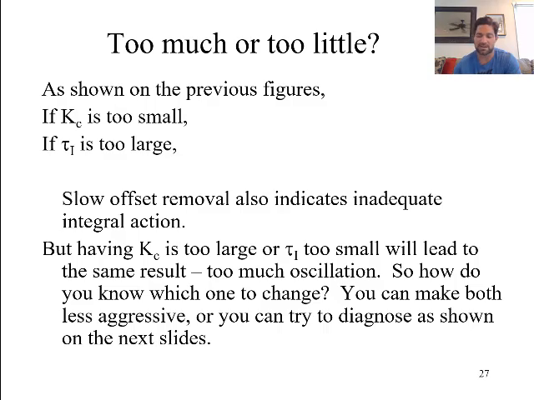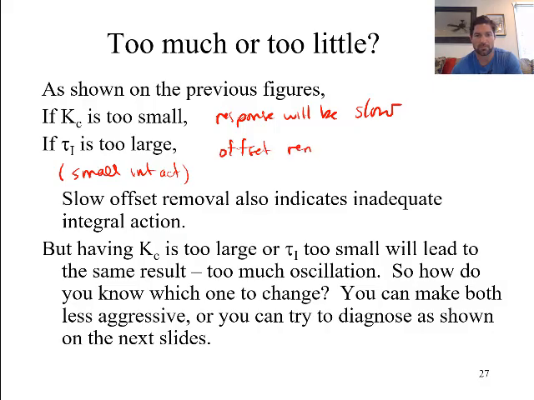Okay, so if Kc is too small relative to the ideal amount of Kc, the response will be slow. And again, if tau I is too large, what this would mean is small integral action. What this means is offset removal will be slow, and oscillations won't occur around the set point. So ideally, we want to tune the controller such that we have fast response and fast offset removal, and that's kind of a delicate balance between those two parameters.